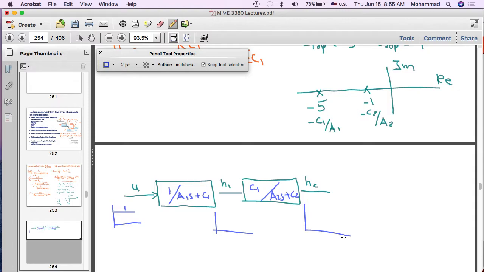The second transfer function has C1 in the numerator, which is 5. And in the denominator, we have A2, which is 1S plus C2, which is also 1. So it's 5 over S plus 1. So that's the second transfer function. Let me know if you have any questions before we go any further.